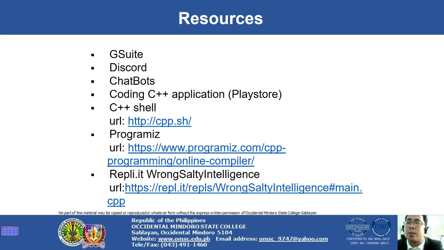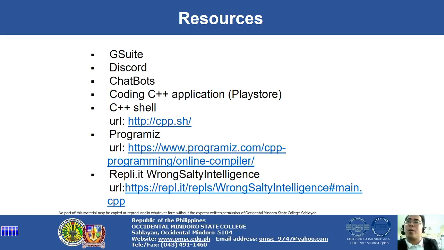For activities, pwede kayong mag-download ng coding C++ application sa Play Store. Okay. Kung ayaw nyo namang mag-download, gumamit kayo ng browser, kung may internet kayo, gamit yung phone ninyo. Pwede nyong puntahan yung ating mga URLs dito. Meron tayong C++ shell. So, it is also an online compiler. Pwede kang mag-code dyan, i-run mo din, pwede ka rin mag-debug. Nandiyan yung URL, cpp.sh. So, puntahan nyo lang yung mga URL na yan.